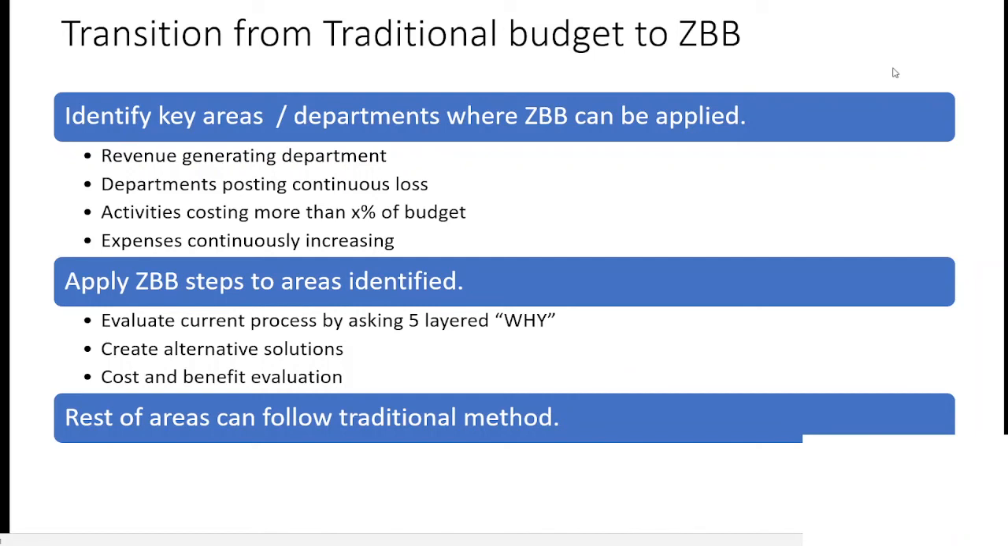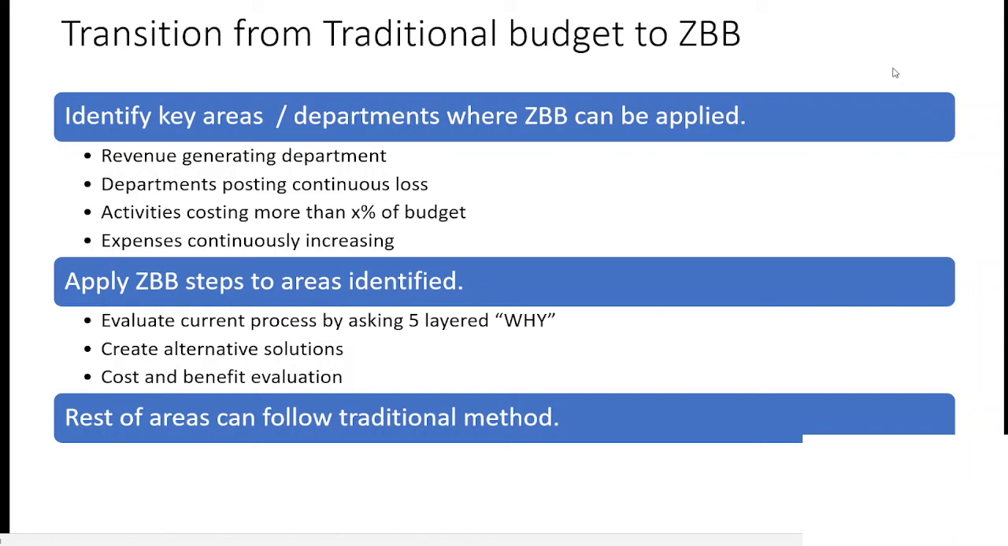And for the rest of the areas, we can follow the traditional method of what we have been doing in the normal process. So that's not a very difficult process for the organization. We usually follow the traditional budget for the rest of the areas, so that it's easier for the organization to achieve the budget within the time. This process helps reduce the impact on the budgeting time frame from 2 months to maybe 3 months, but it's not going to double it, right?